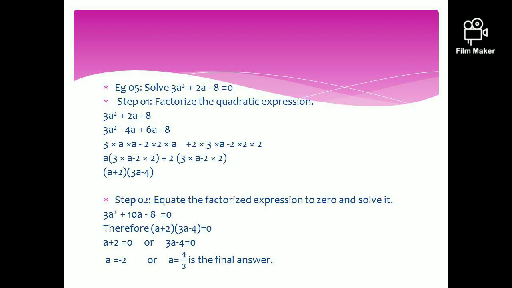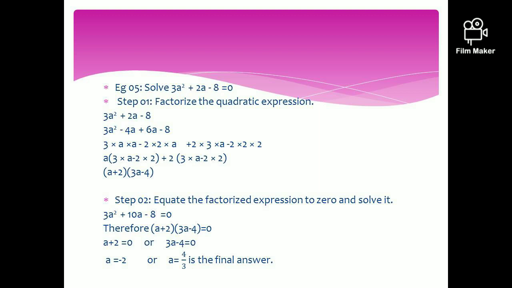The last question of today's video is to solve 3a squared plus 2a minus 8 equals 0. If you factorize, 3a squared plus 2a minus 8, 3 into minus 8 is minus 24. The factors of minus 24 whose sum equals 2 are minus 4a and plus 6a. After that, if you split the individual terms, 3a squared you can write as 3 into a, minus 4a is 2 into a, 6a is 2 into 3 into a, and minus 8 is 2 into 2 into 2. With that, if you take the common terms out, your final factorized form would be a plus 2 into 3a minus 4.